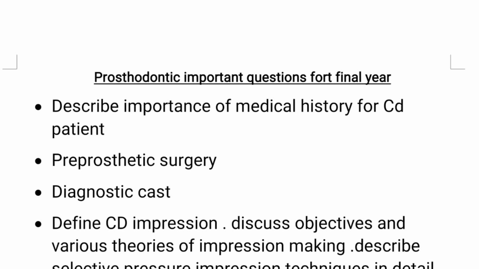Orthodontic important questions for final year. These are the most important questions that you need at the last of your exam in the final terms. These are the most important questions that are usually asked in the university's exam. If you need to pass, you need to know all these questions and answers.